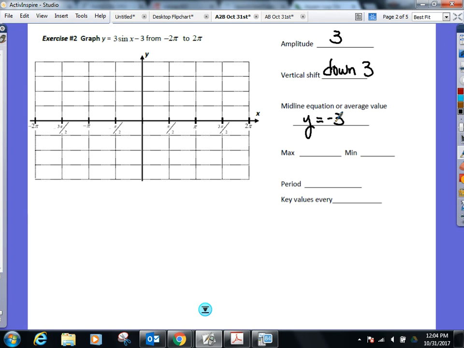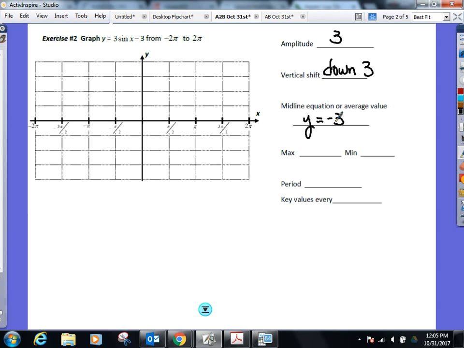Hey, did you guys make any connection yet between where the midline is and the shift? They're always the same, right? If the shift is up 5, the midline is going to be y equals 5. If the shift is down 10, the midline is going to be y equals -10. It's wherever the shift is for the midline.